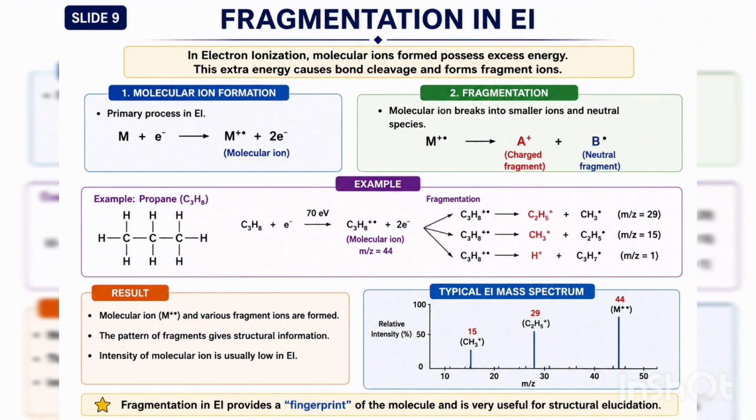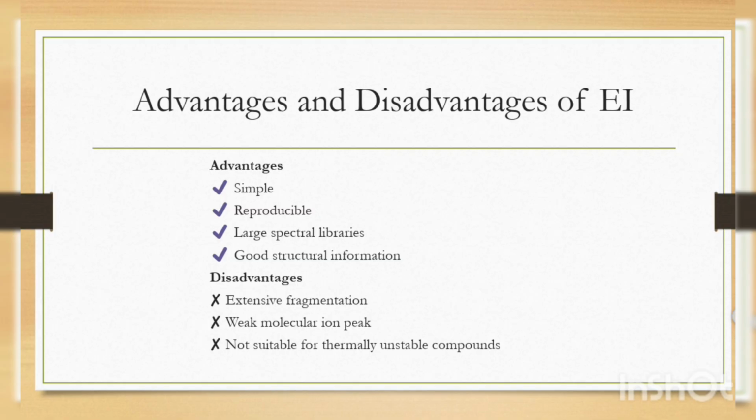Now, let's look at the advantages and disadvantages of electron ionization. Advantages. First, EI is relatively simple. Second, it gives highly reproducible spectra under standardized conditions. Third, there are extensive spectral libraries available. This is a major advantage because an unknown compound can often be identified by comparing its EI spectrum with a reference library. Fourth, EI gives excellent structural information because of its characteristic fragmentation.